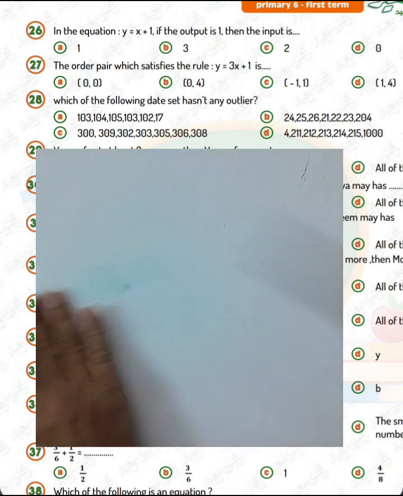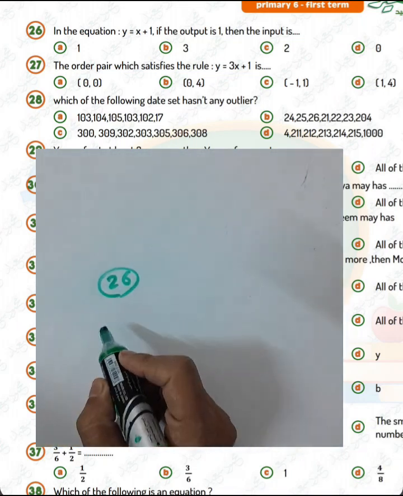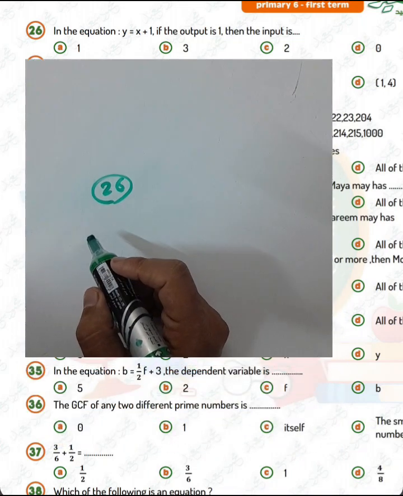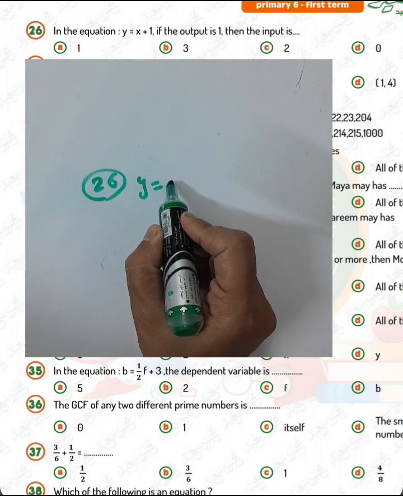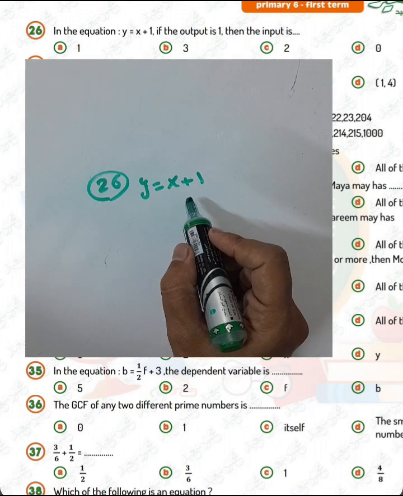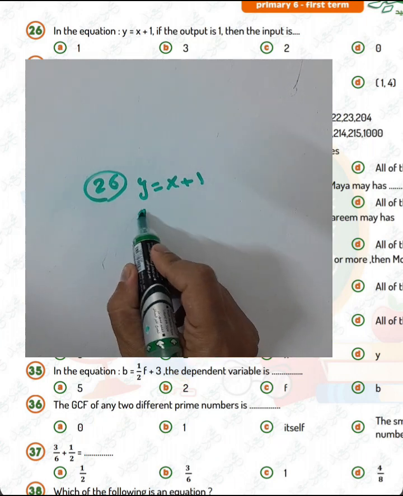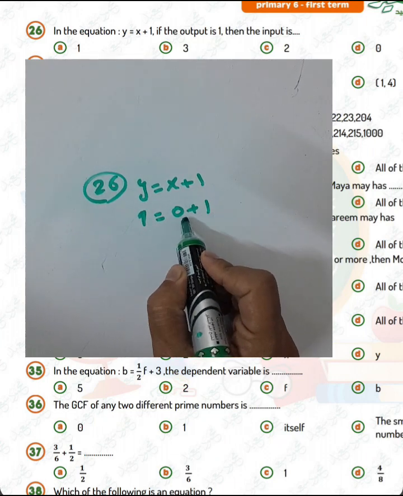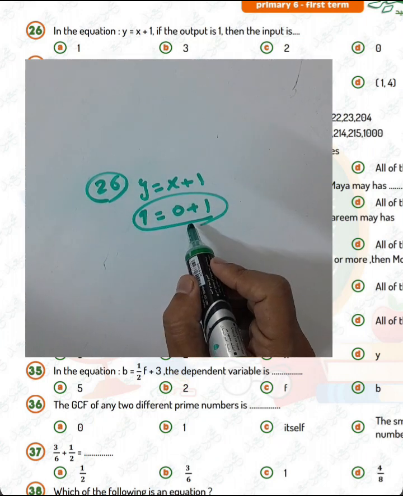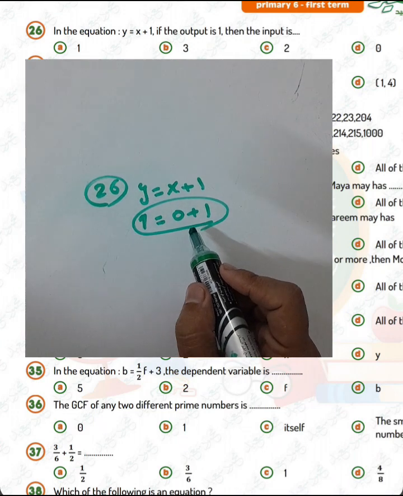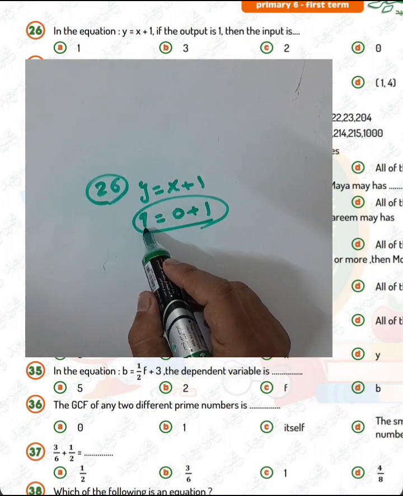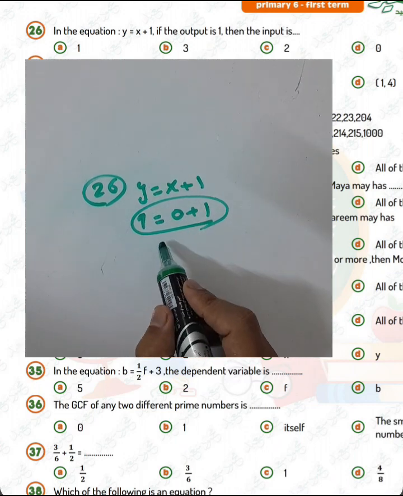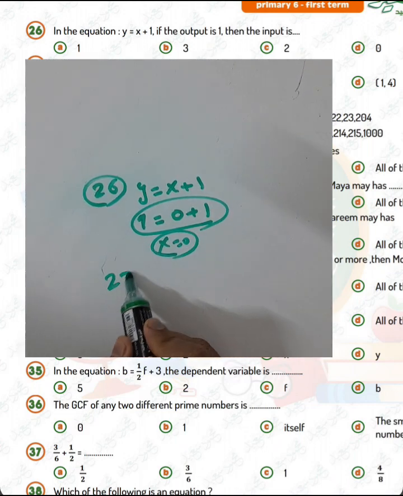Next question number 26, is the equation y equal x plus 1, if the output is 1. Output here 1, then x will be 0 because 0 plus 1 equal 1. Then x will be 0. Choose letter D because they give us the output but input x here will be 0. Question 27.